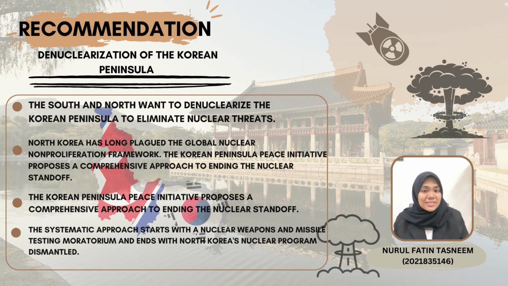The systematic strategy begins with a moratorium on testing nuclear weapons and missiles and concludes with dismantling North Korea's nuclear program. The all-encompassing proposal aims to replace the armistice agreement with a peace treaty, ending Pyongyang's diplomatic isolation and improving relations with Japan and the United States. Under this agreement, Pyongyang committed to freezing its illicit plutonium weapon program in exchange for aid.